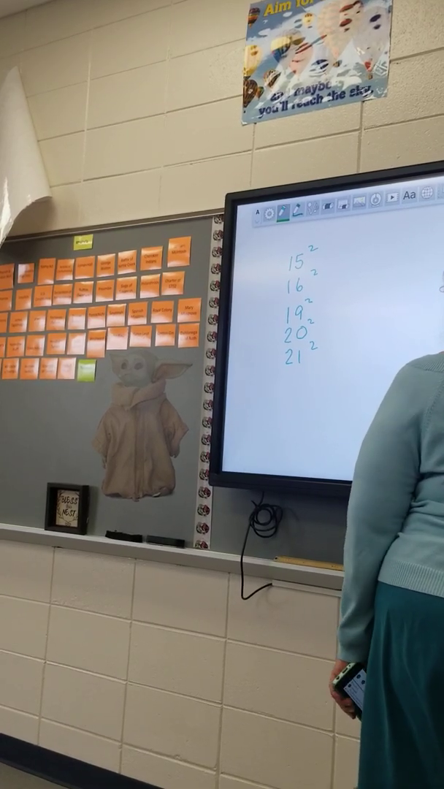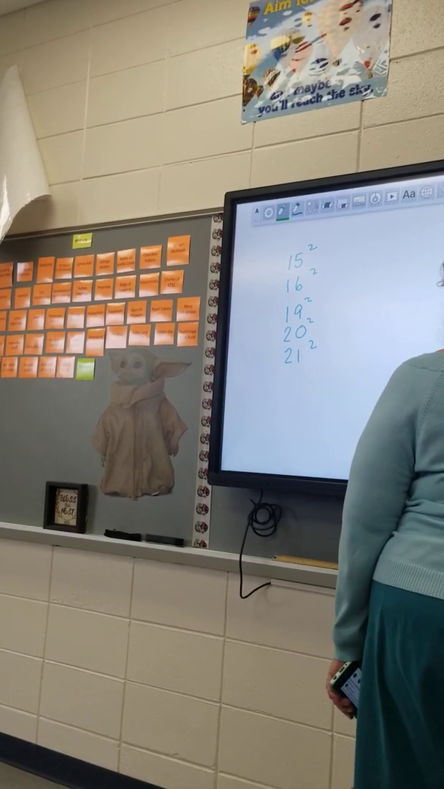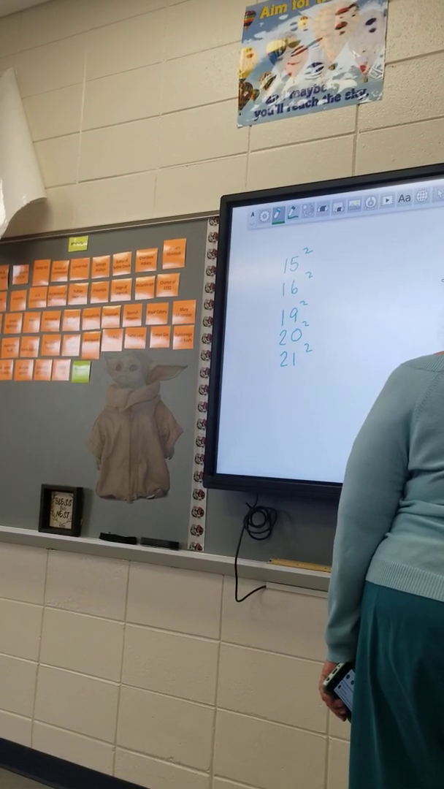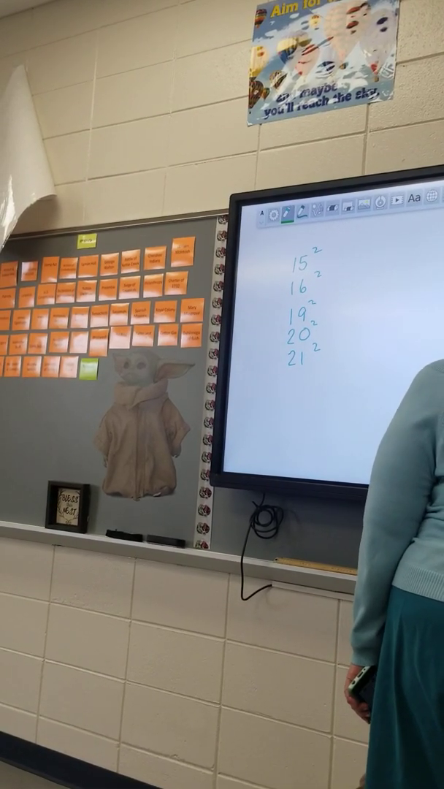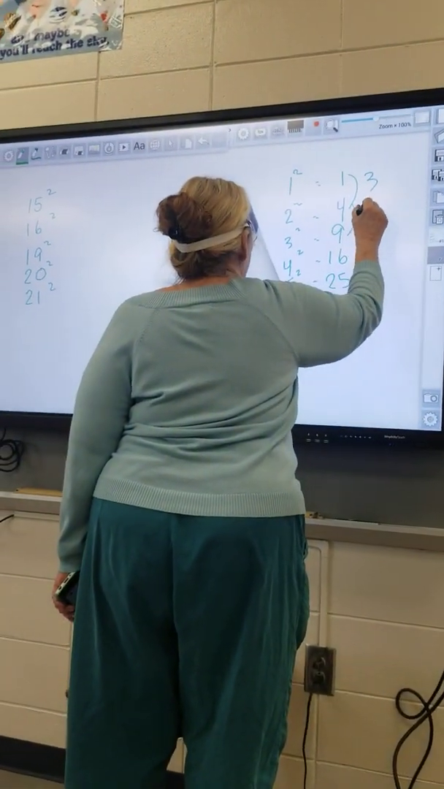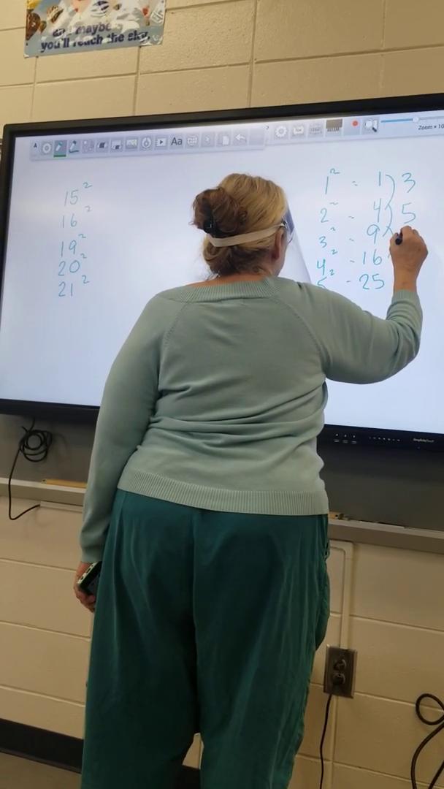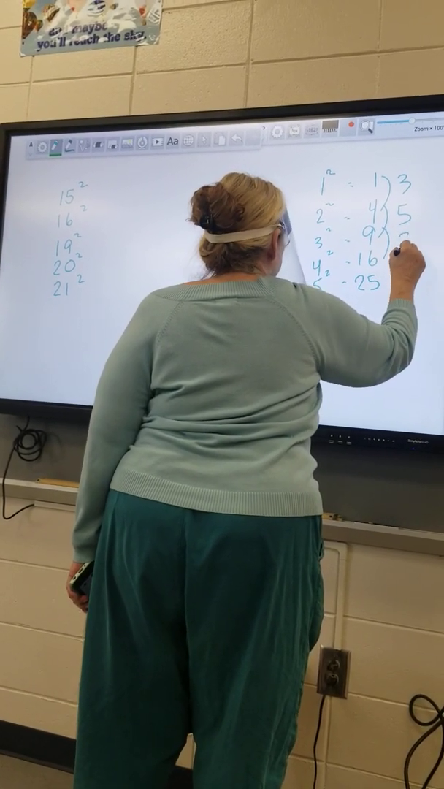1 squared is 1. 2 squared is 4, 3 squared is 9, 4 squared is 16, 5 squared is 25. Okay, that's all I need. Difference between 4 and 1 is 3. Difference between 9 and 4 is 5. Difference between 16 and 9 is 7.